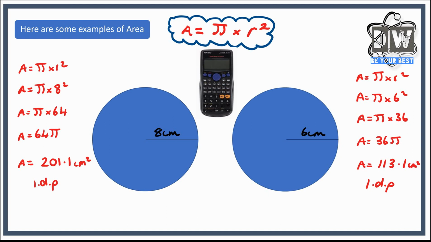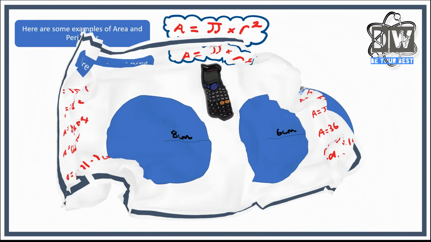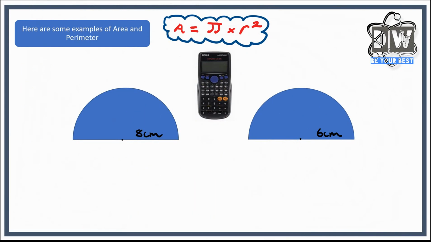Hopefully you've done those really well, and if you have done them well, you're ready to move on to the next stage, because now we're looking at half circles. Now with these ones, it's very, very simple. You're going to find out the full area of a circle. You're going to use that formula, but you're going to just divide it by 2. So let's give the first one a go. I'll do the first one for you, and then you can do the second one.